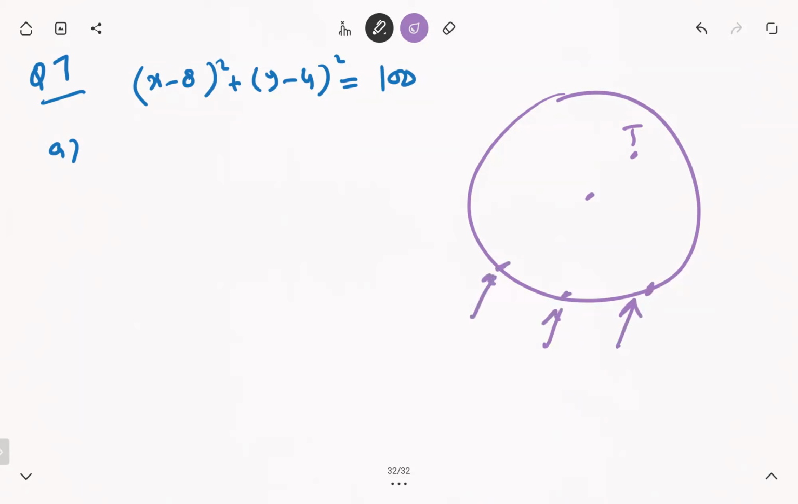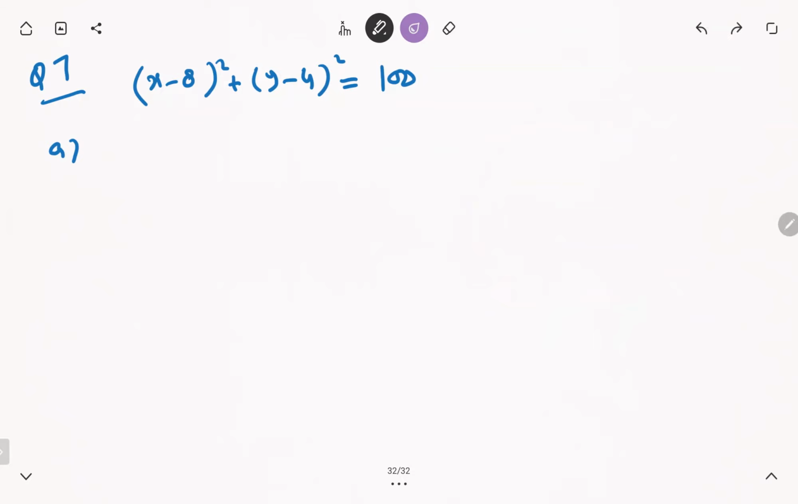So the method is, if you want to prove that the point T is outside the circle, you need to find the length from C to T. If that length is more than the radius, more than 10, it means that T is outside the circle. And if it is less than that, it is inside the circle.